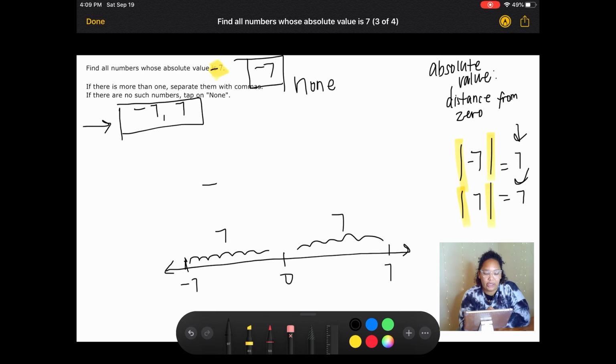Most of the time you're going to get one of these questions, but every now and then it'll throw in a negative number, and that's when people get this question wrong. So just remember, absolute value is asking you about distance. And as long as you understand that concept, you're going to do great.